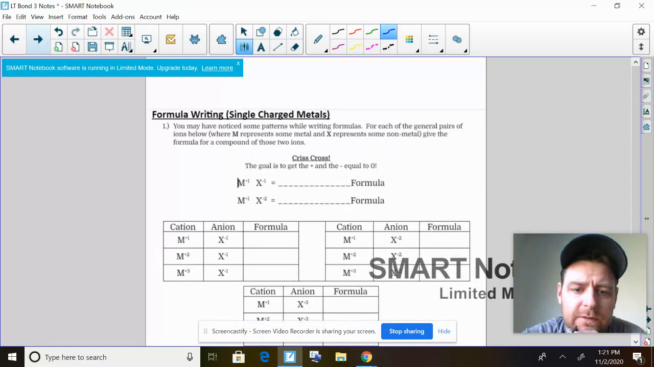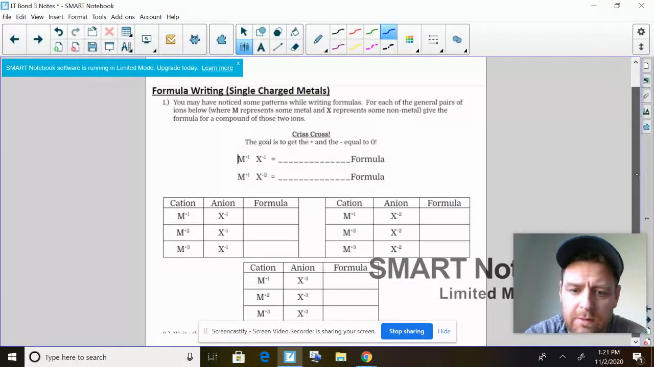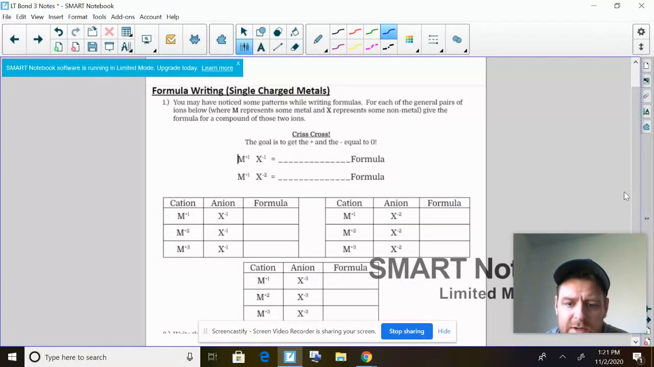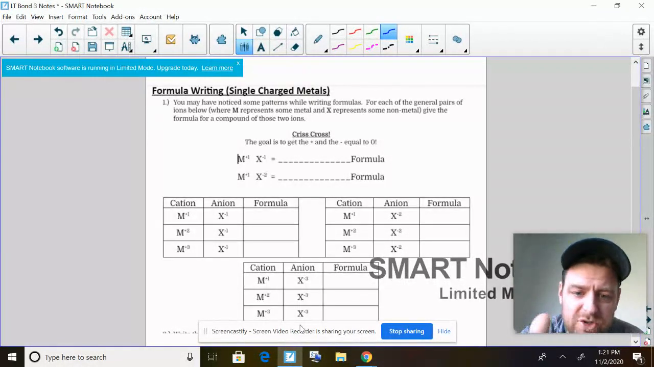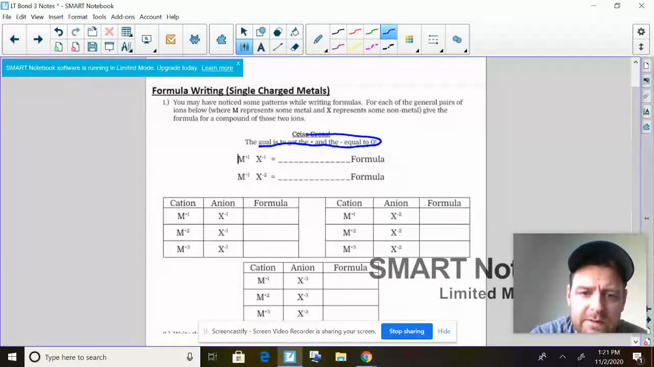Formula writing. So this is just a worksheet. I would just do this on a scratch piece of paper. What you want to do is have that worksheet and the notes up, and just have that jotted down with this video. So pause the video and open that up just so you can get a feel as we go. But basically the rules are this. We want to get the plus and the minuses equal to zero. So if they are, we just write it out.